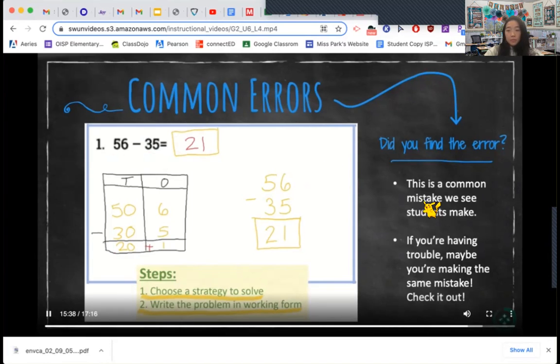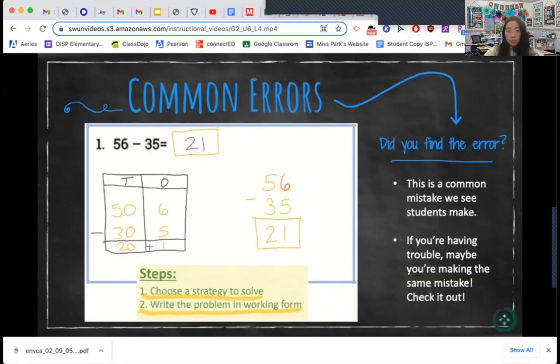Great. Now step 2 is to write the problem in working form. That would be written like this: 56 minus 35. And I see that they lined up their tens and their ones. Then we subtract starting with the ones place. 6 minus 5 is equal to 1. 5 minus 3 is equal to 2. So then we confirmed that 21 is the difference, just like we found using the place value strategy. Great job finding the error, friends.